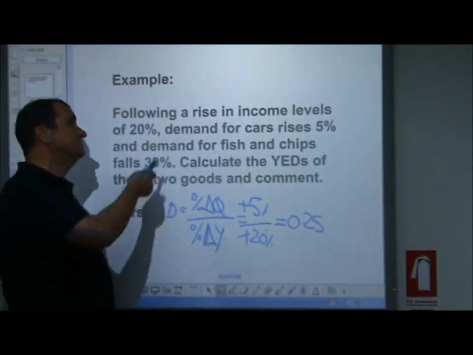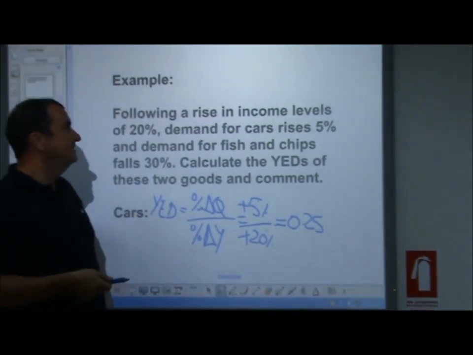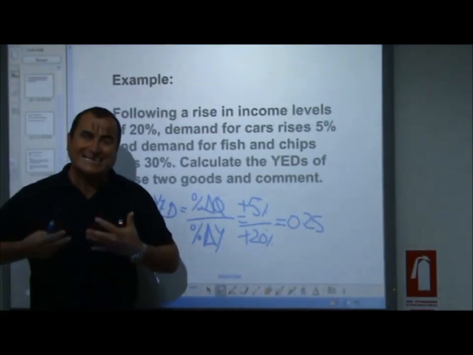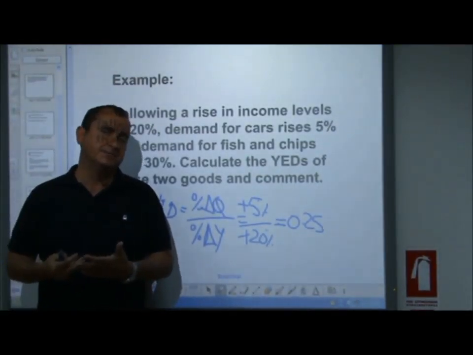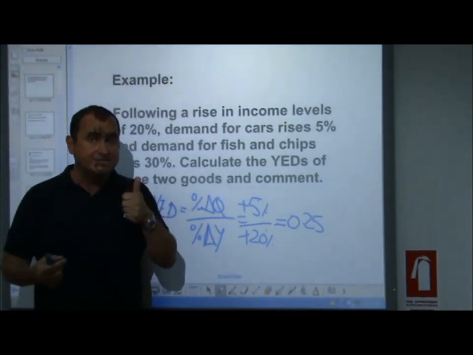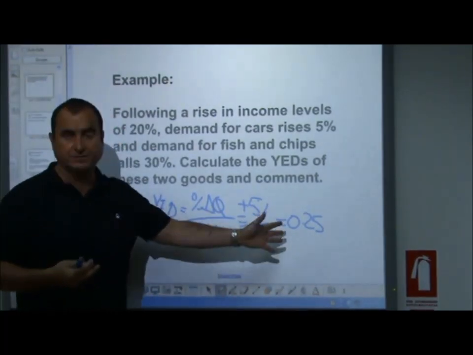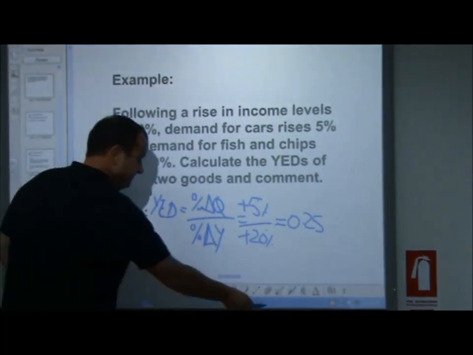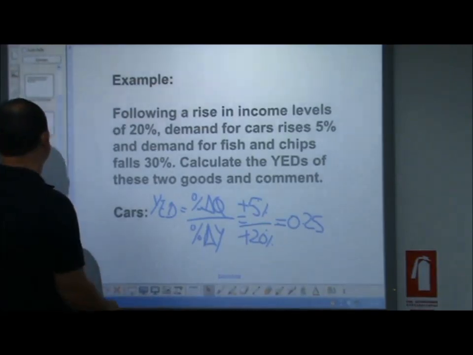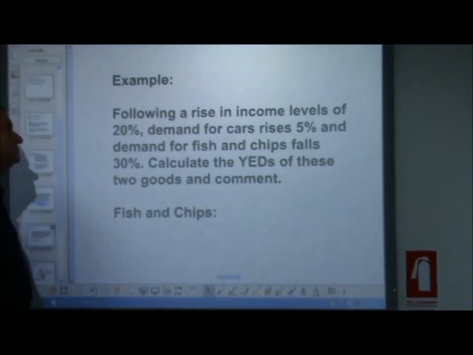The rise in the demand for cars triggered by the rise in the income levels was not as significant as the rise in income levels. It was income inelastic, but it was in the same direction. The income went up and the demand for cars went up, showing me it's a normal good. That's why it came out as positive. Now, let me rub that out, or can I just go to a new screen? I can. And now we'll work it out for fish and chips.